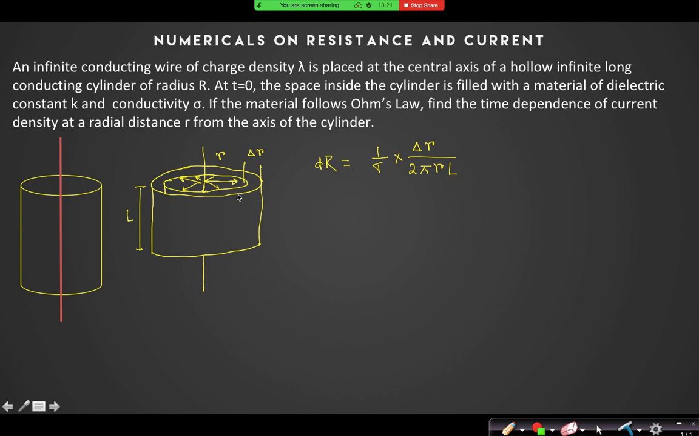Now, material of dielectric constant K and conductivity sigma. Okay, it has a dielectric constant K. What is the electric field? Can I find at this point what is the electric field by using Gauss law or by using the modified Gauss law? Basically, I can find what is the electric field at this point.